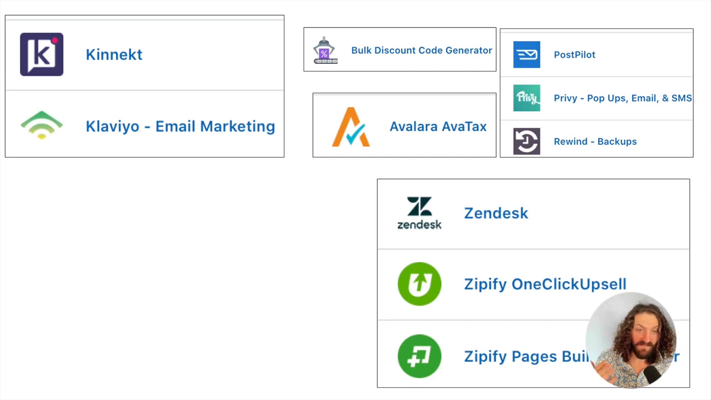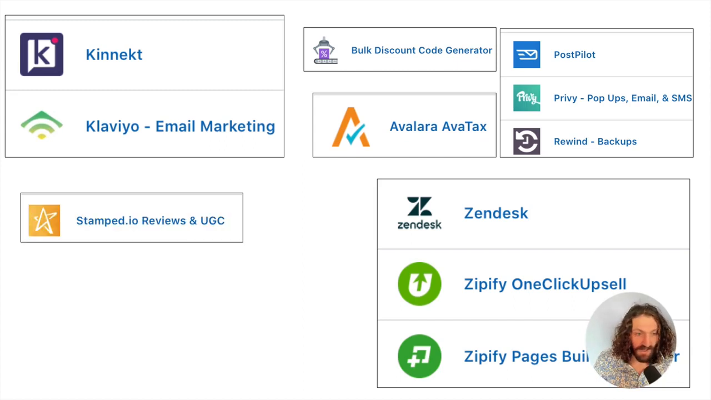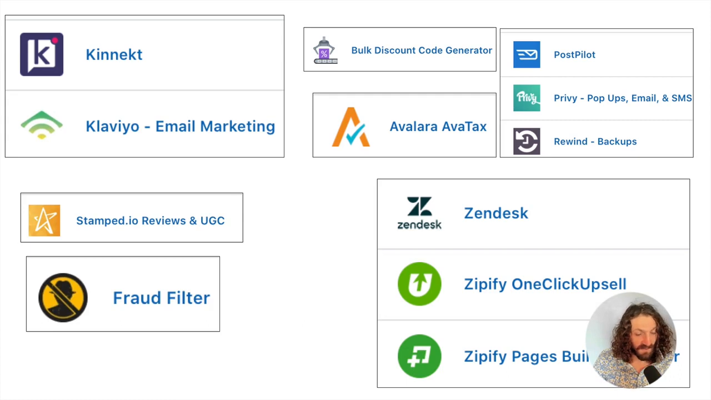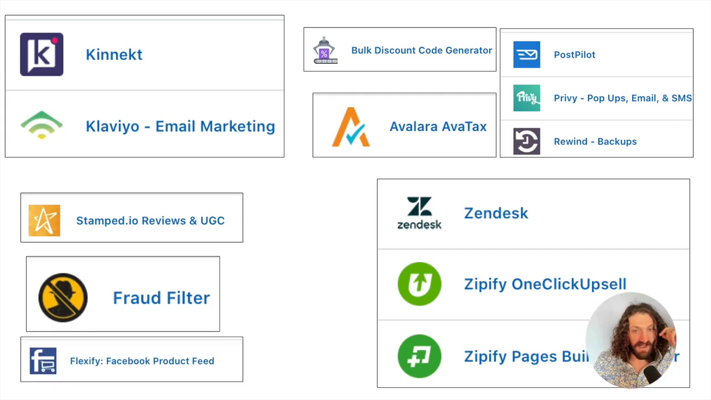Zipify Pages, Builder, and Editor, everything that I teach on how to optimize your product offer page, all the templates. You can literally copy them, deploy them on your Shopify store using Zipify Pages. And on the Zipify blog, I teach way more in-depth on all this stuff too. Stamp.io for reviews, Fraud Filter for filtering out fraudulent orders, and Flexify for our Facebook product feed. So those are the apps that we're using to make all this stuff happen.